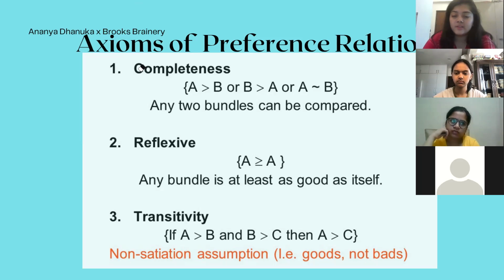All right, we have three major assumptions here: completeness, reflexivity, and transitivity. Okay, what is each of them? And these are important, right?